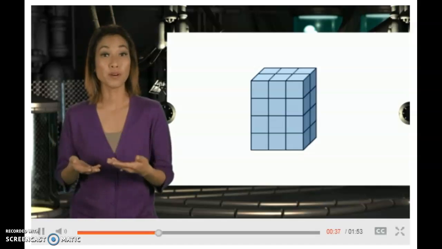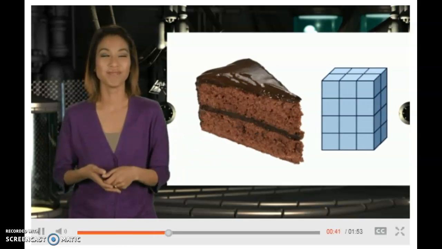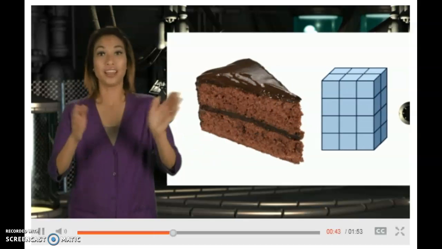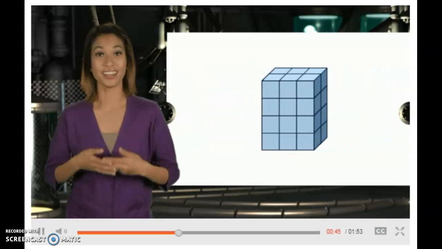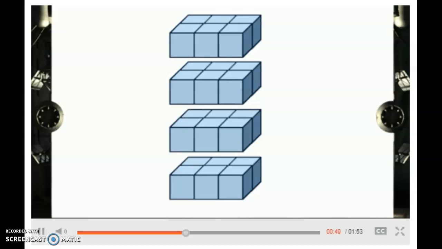So, if we separate the layers, we can get a better look. Yes, it's like a 2-layer cake. Sounds good. Okay, let's stay focused and look at the layers. Now we have a better look at this rectangular prism and how it was assembled.